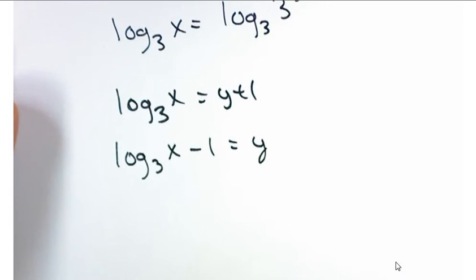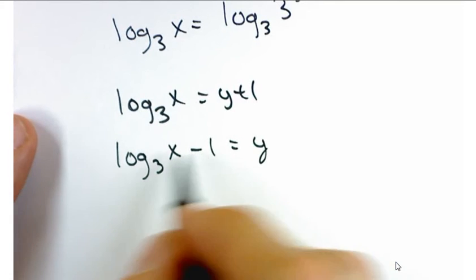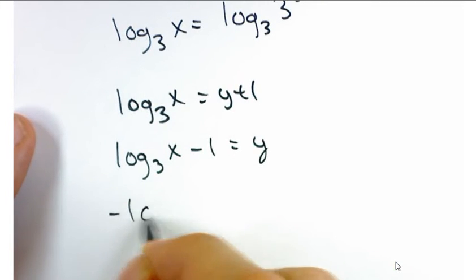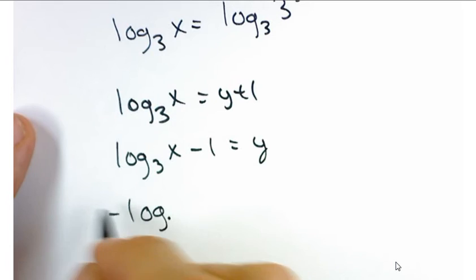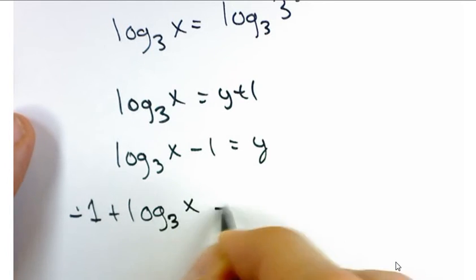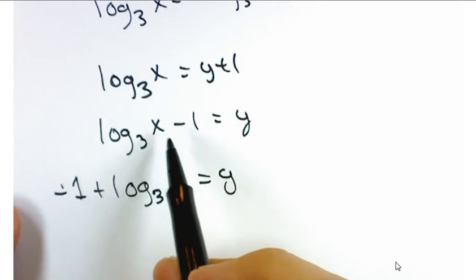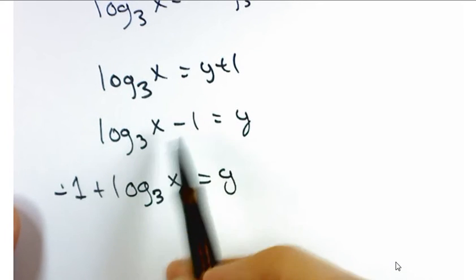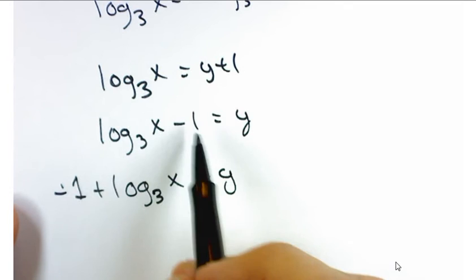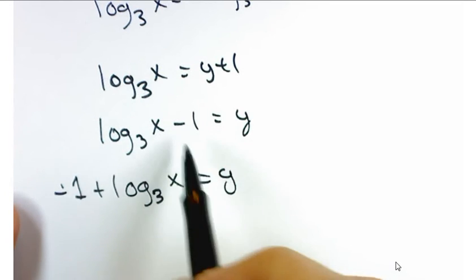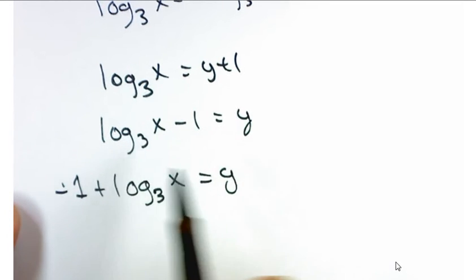Now I feel nervous about this, so let me rewrite this as -1, -1 plus log base 3 of x equals y. Make sure you don't accidentally group those two terms together. You can't take the log of that negative 1 and bring it inside the argument of the logs.